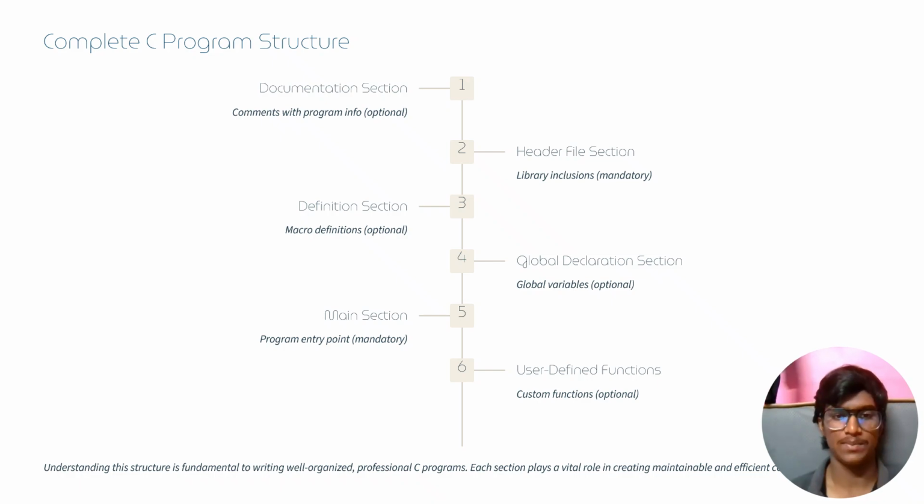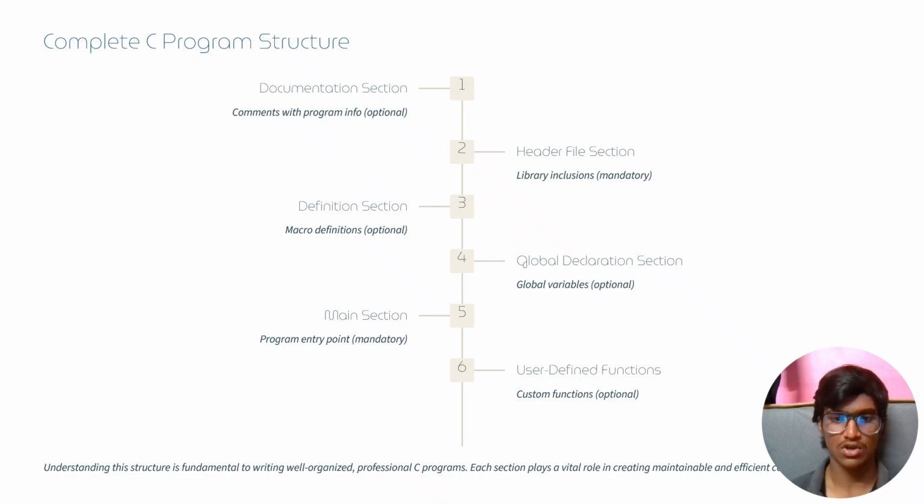This is the complete C program structure. First one is documentation section. Second one is header file section. Third one is definition section. Fourth one is declaration section. Fifth one is main section. Sixth one is user defined functions.